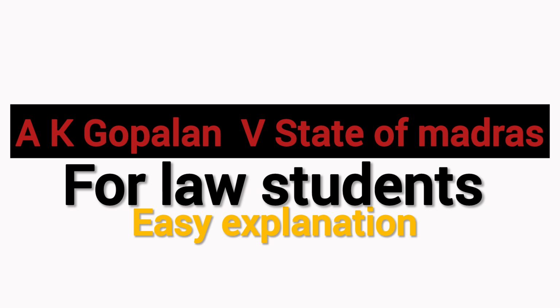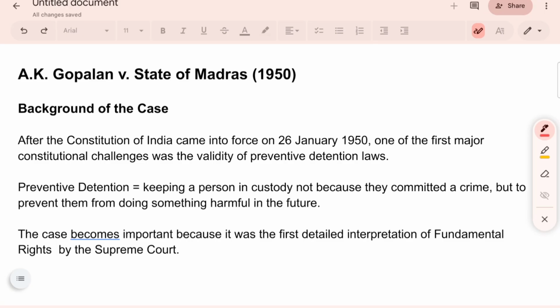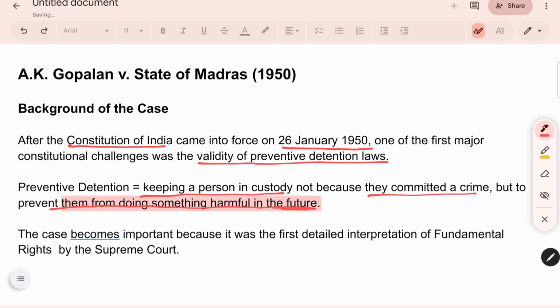The landmark case I am going to explain is K Gopalan versus State of Madras. Before explaining this case, I am going to explain the background of the case. The Constitution of India came into force on 26th of January 1950. At that time there was a major constitutional challenge, that was the validity of preventive detention law. Preventive detention law talks about keeping a person in custody not because they have committed a crime, but to prevent them from doing something harmful in future.